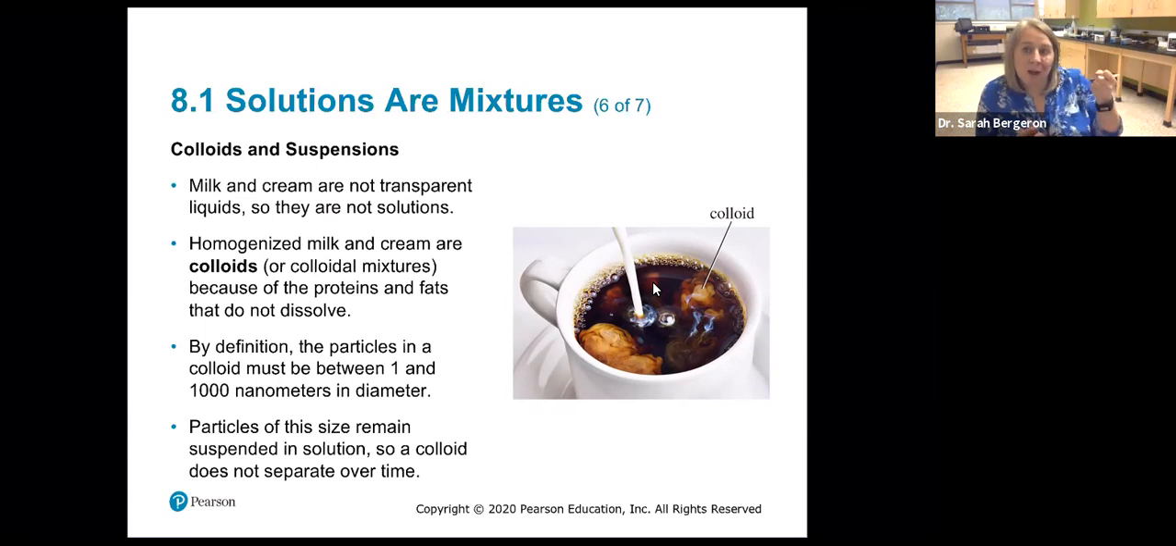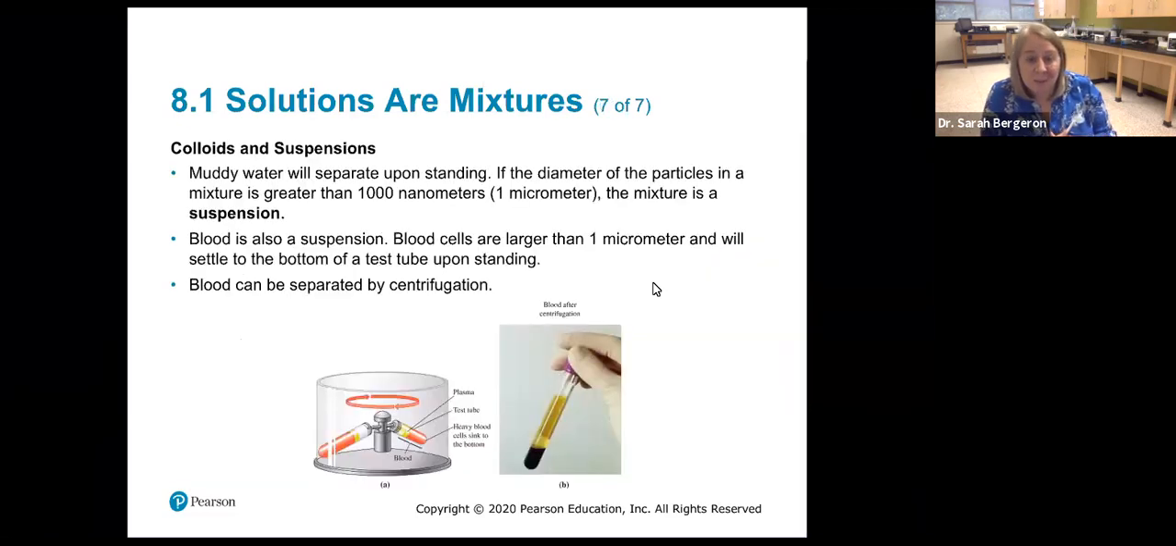So if you take your milk out of your refrigerator, right? If you've left it in the fridge for a couple of days and it hasn't soured, because that's a different thing going on, you don't have to shake your milk, right? It's still homogenized. It's still all mixed. And because the particle sizes are small, between 1 and 1,000 nanometers in diameter, the particles are going to still remain suspended in solution. So it's never going to settle. A suspension is something different. A suspension is something that will settle.